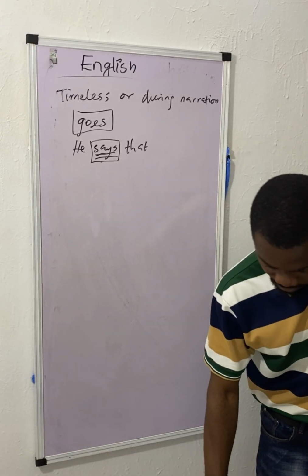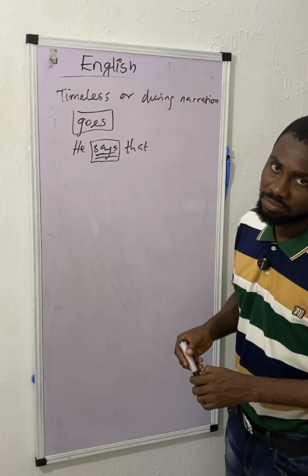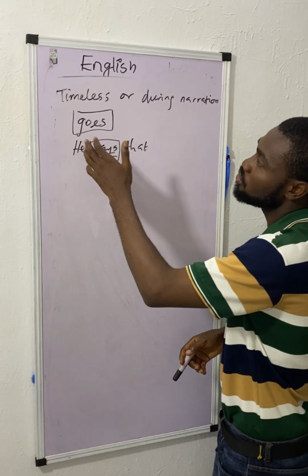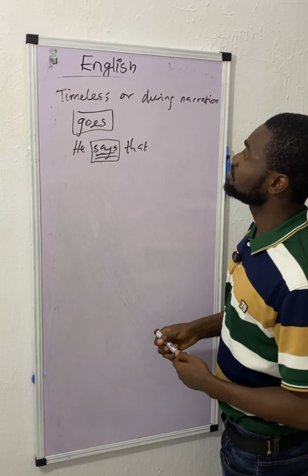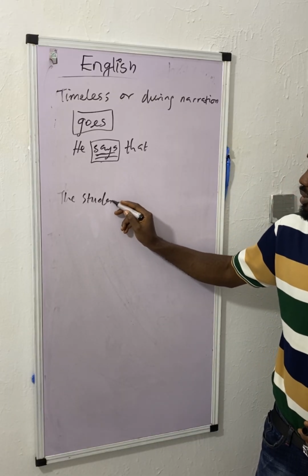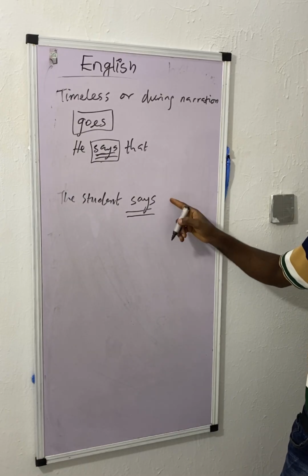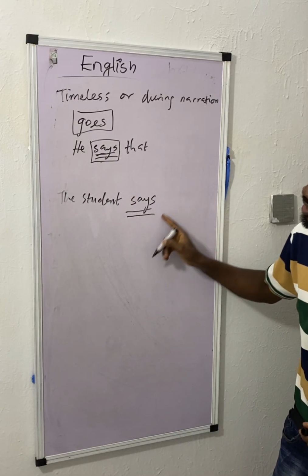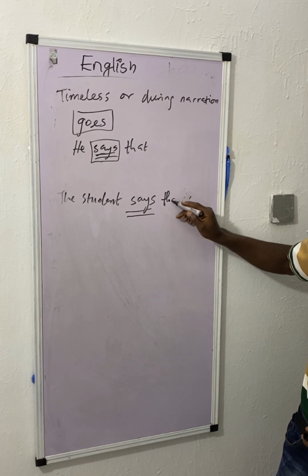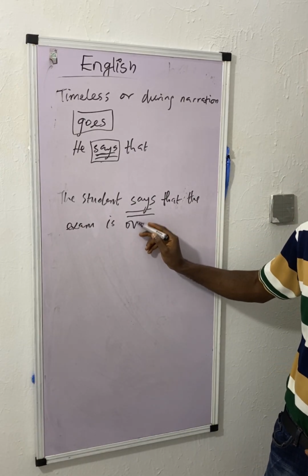He tells me that. Okay, it's timeless, and they use it during narration. He asks if. Timeless. The student says that the exam is over. That one you're not going to put was over because we are not obeying the rules again. No. The student says. Immediately you are using this present simple, no need to convert anything to past tense. So you continue with the present. Says that the exam is over.